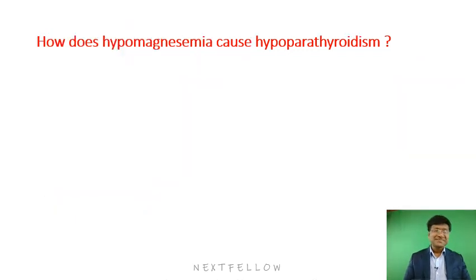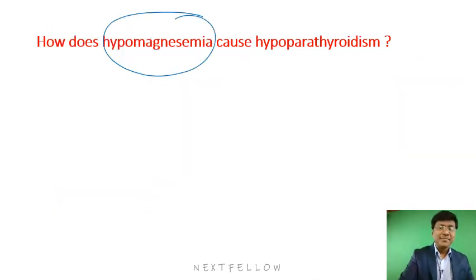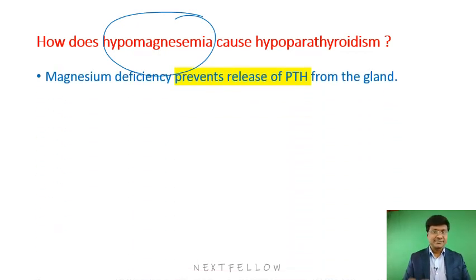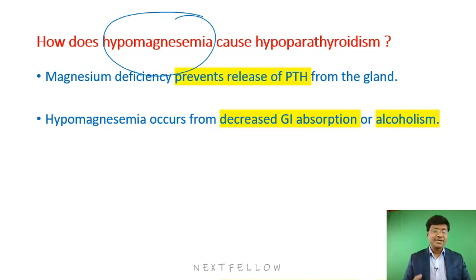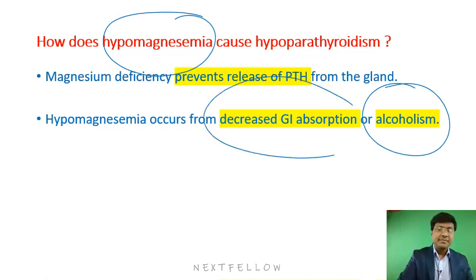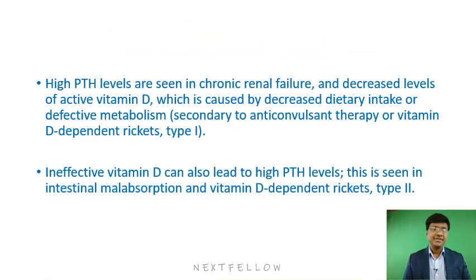Next, how does hypomagnesemia cause hypoparathyroidism? As I have just said, magnesium deficiency prevents the release of parathormone from the parathyroid gland. Next, why does hypomagnesemia occur? Hypomagnesemia can occur secondary to alcoholism, and as well as it can be due to decreased gastrointestinal absorption. These will be the etiologies which will cause hypomagnesemia.